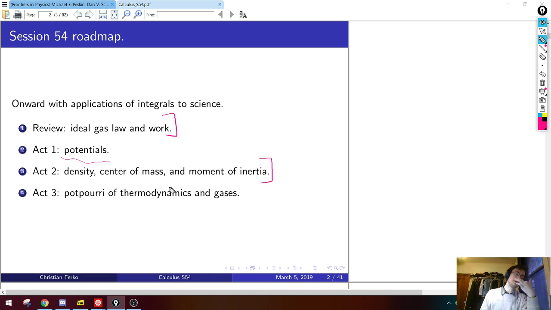And then at the end I want to do a couple more things about gases and thermodynamics, partially related to what you were doing with the van der Waals gas and the work done by integrating PdV. So kind of disjoint unrelated topics, but hopefully it'll give you a deeper appreciation of where integrals are useful. So good. Before the review, thoughts on any of this?